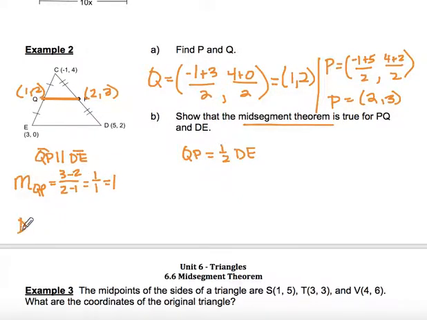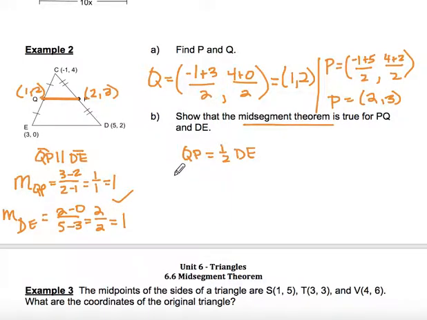So DE, I'm going to find the slope of that. So here I have 2 minus 0 over 5 minus 3. 2 minus 0 is 2. 5 minus 3 is 2. 2 divided by 2 is 1. So slopes are the same. It is parallel. To figure out about lengths, I need to use the distance formula.